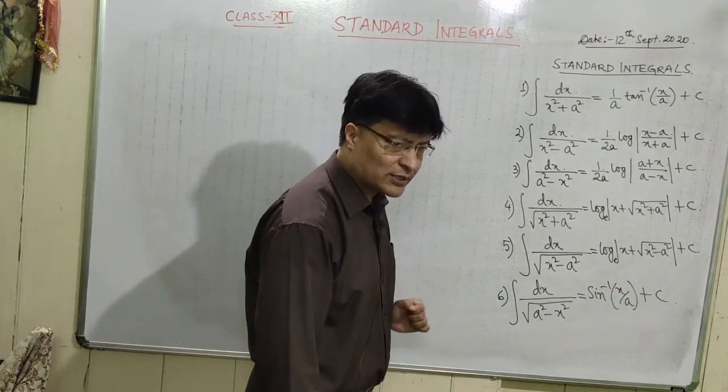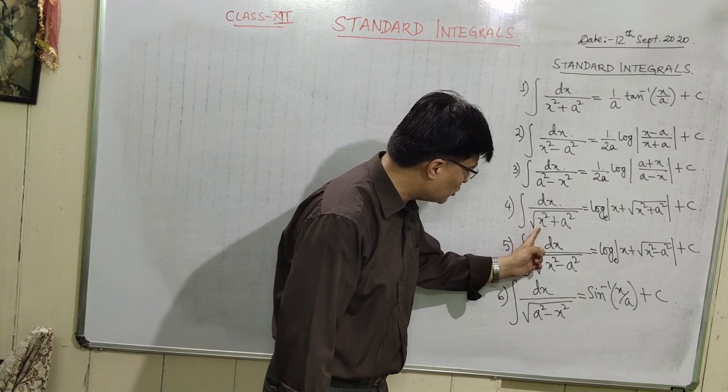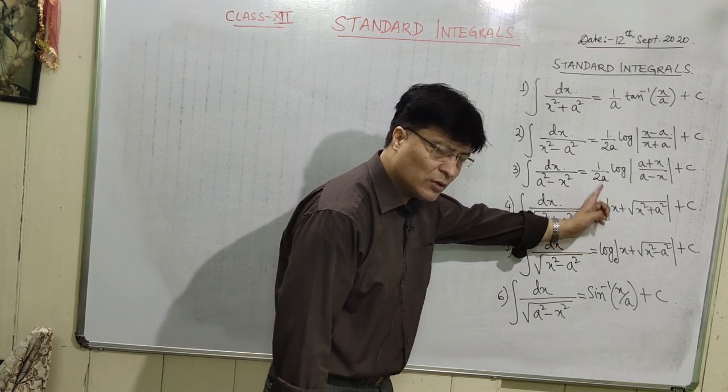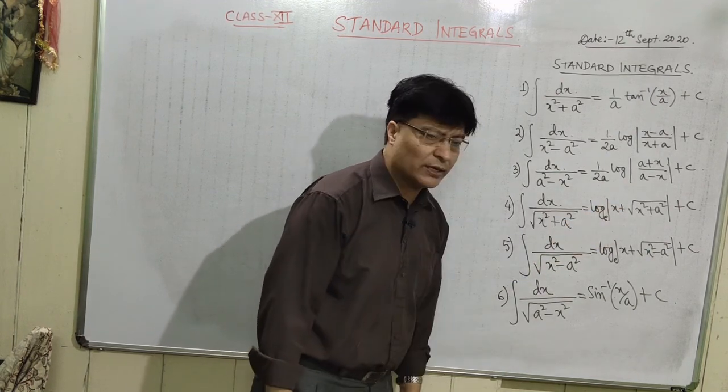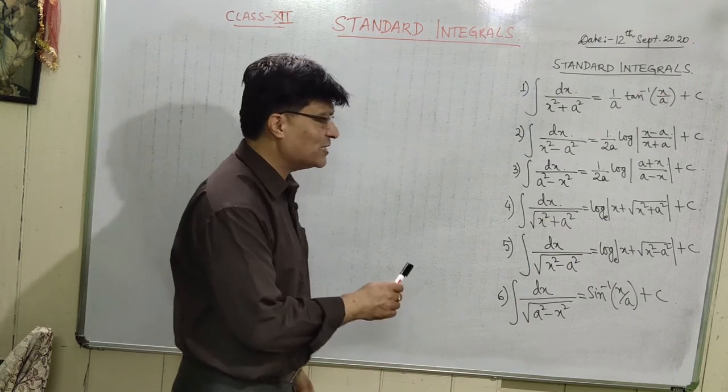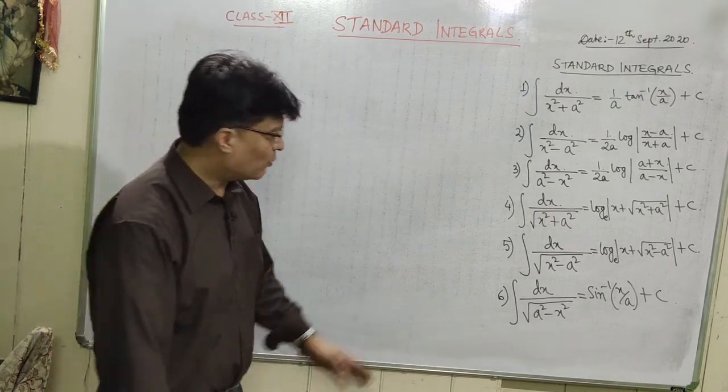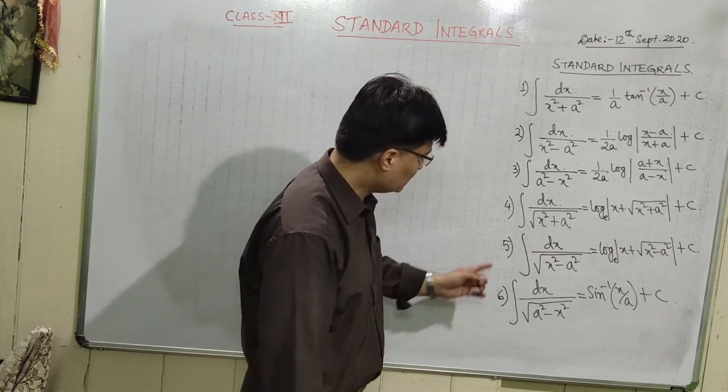And then what is the fourth standard form? Integral sign dx upon root of x square plus a square is equal to log within mod x plus root under x square plus a square, mod sign closed, the base is e, plus c. And what is the fifth standard form?